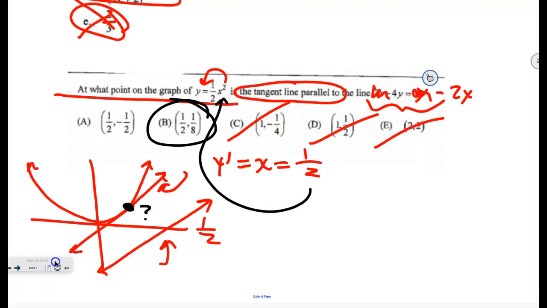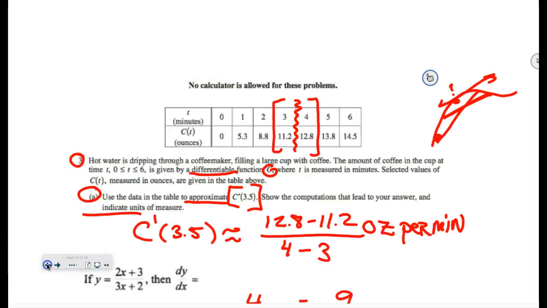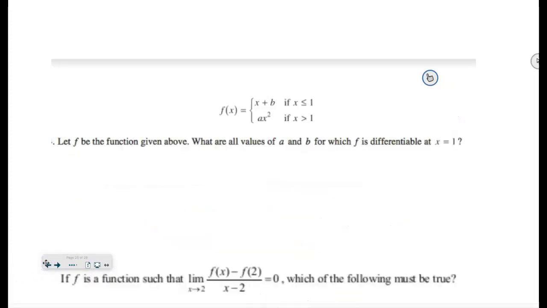All right? This chapter, I like this one a lot more than limits, don't you guys? Isn't there more to it? What's the rest? Oh, there we go.